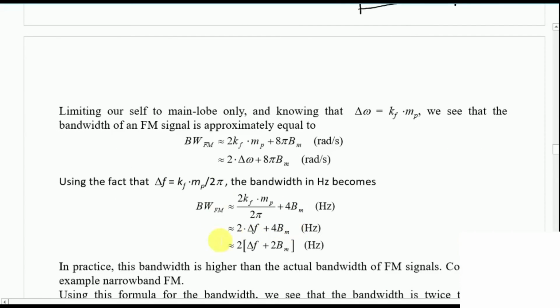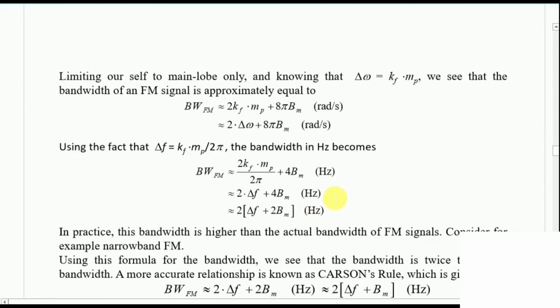So next, just a small simplification, delta omega mp over 2 pi, so that we get it in terms of hertz rather than radians per second. So then this would become delta f plus 4 bm, and this is equal, we can take 2 as common, so 2 delta f plus 2 bm.